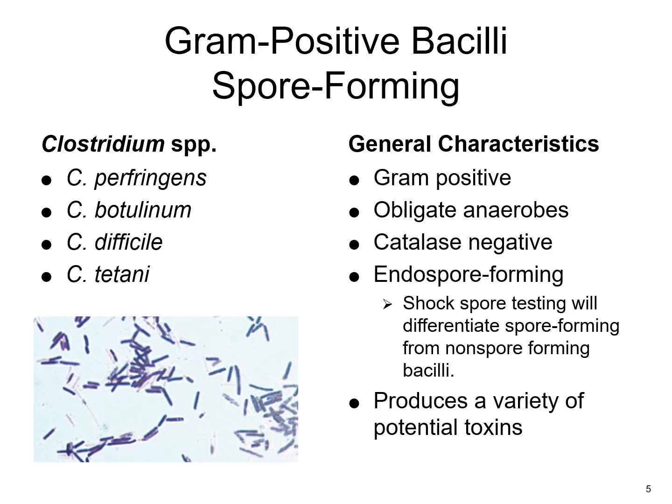Our gram-positive bacilli that are spore-forming include Clostridium perfringens, Clostridium botulinum, Clostridium difficile, and Clostridium tetani. These organisms are all gram-positive, obligate anaerobes. They are all catalase negative, and of course they do have an endospore. Because they're spore forming, they can also produce a variety of potential toxins, which can cause serious complications with these infections.